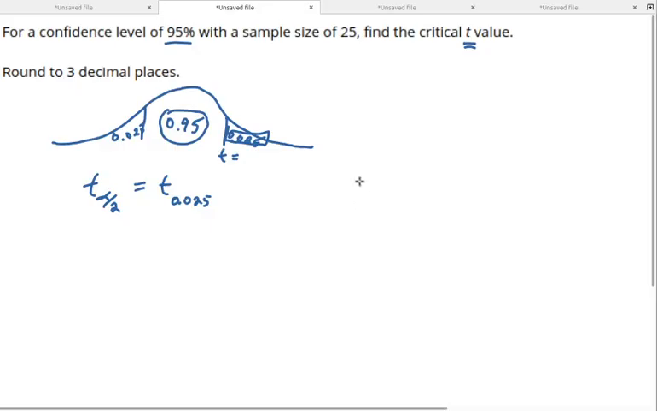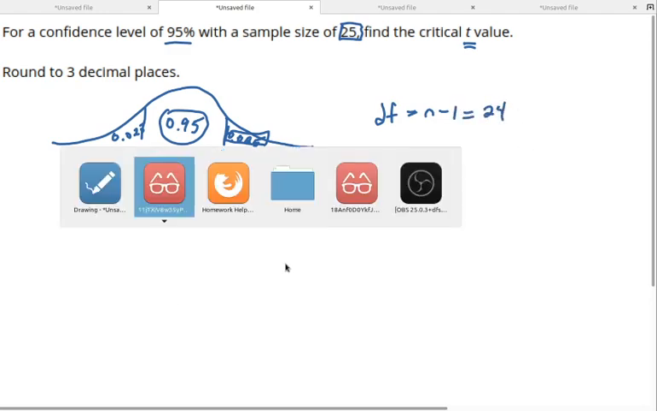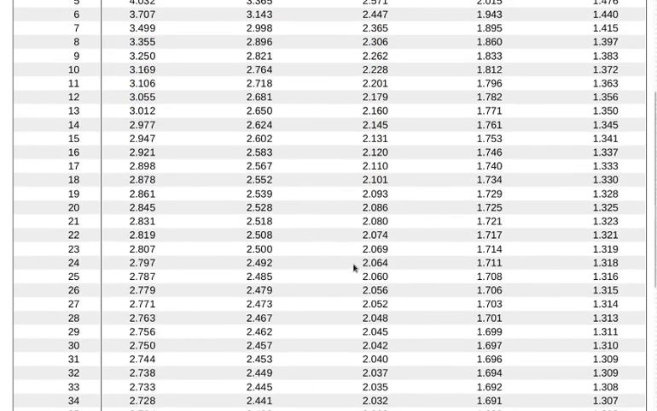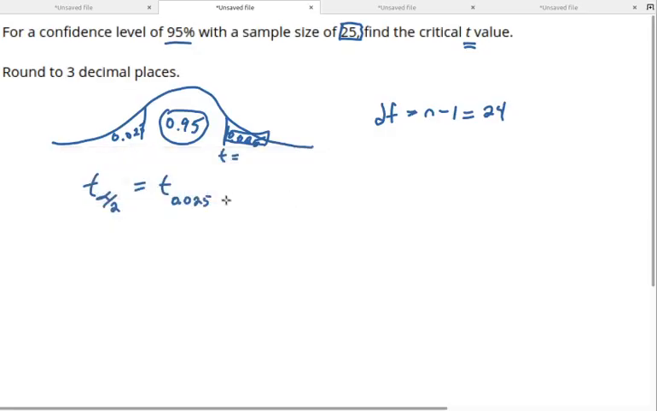Now, what row I'm in is determined by the sample size. And we typically use degrees of freedom equal to the sample size minus 1. So in this example, the degrees of freedom is 24. So I'm going to go down to row 24 in the middle column, and there lies my critical value, 2.064.